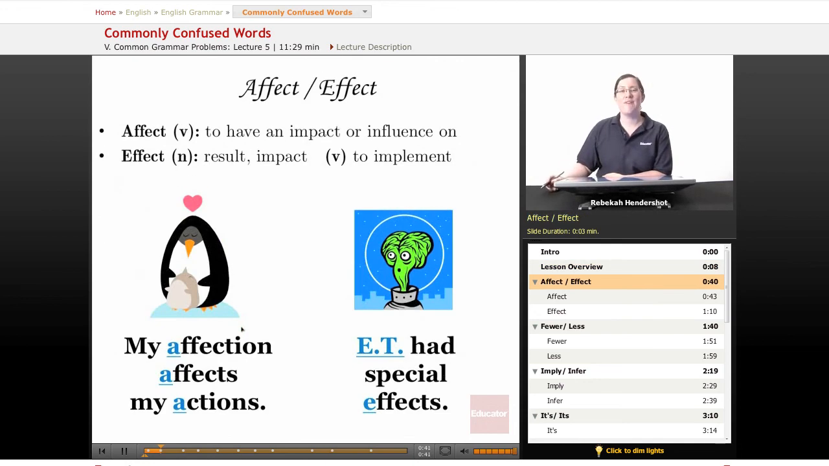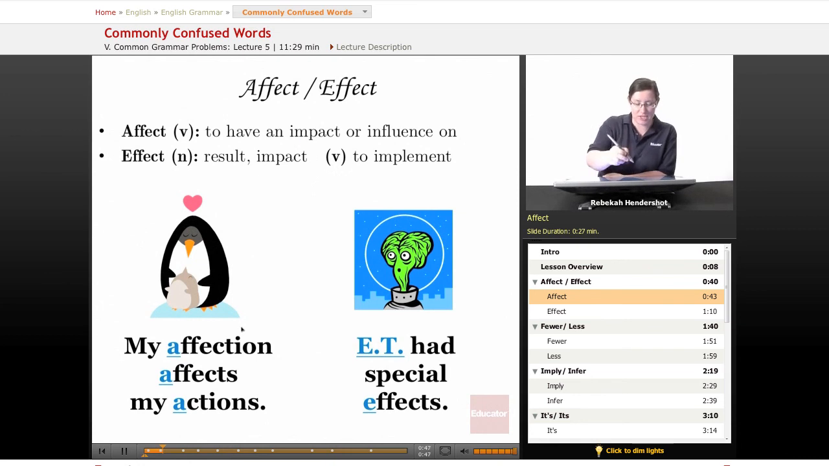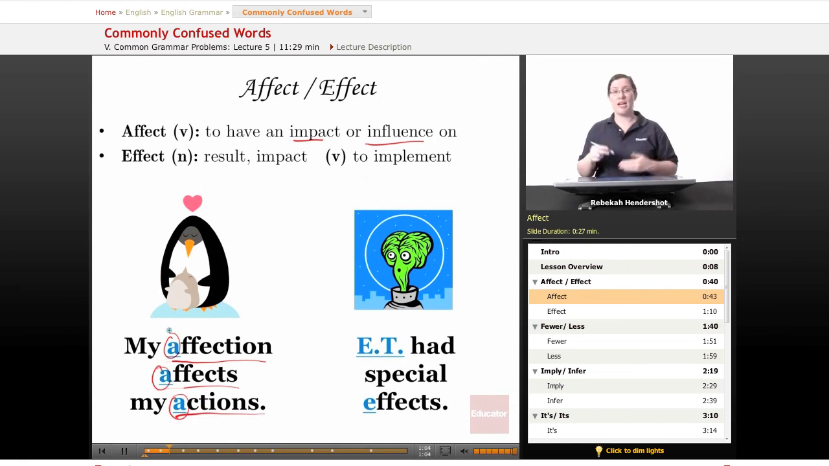All right. Affect versus effect. Affect is always, almost always, a verb. It means to have an impact or influence on. Now, the way to remember affect is it starts with A. Affect is an action. My affection, which is in fact where we get the word affection, affects my actions. Look at those A's. When you're trying to remember how to use affect, remember that it is an action. I affect the world around me.